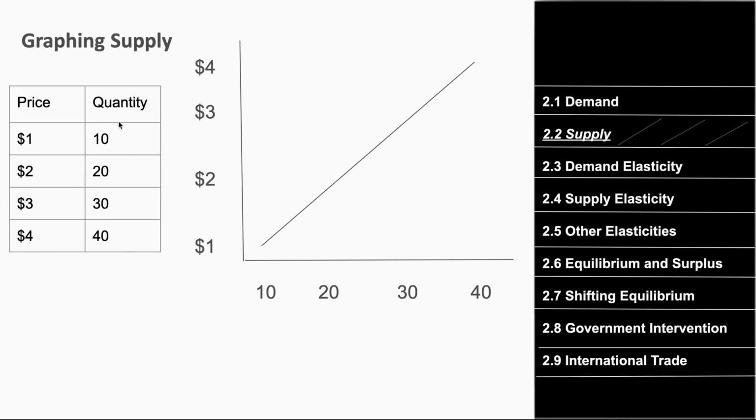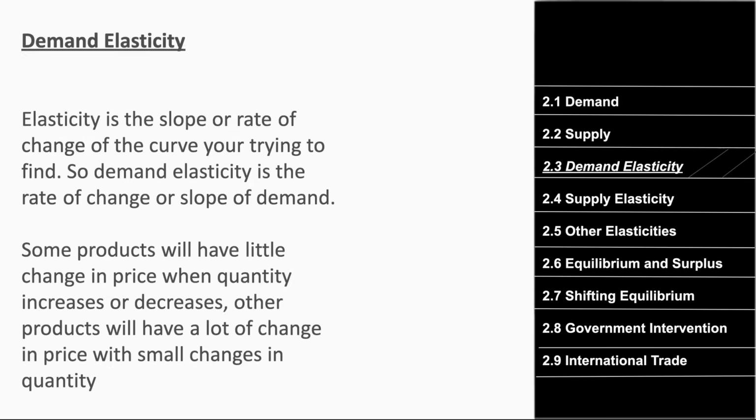Elasticity determines the amount of quantity produced for the change in price. Just think of it as the slope of a line.